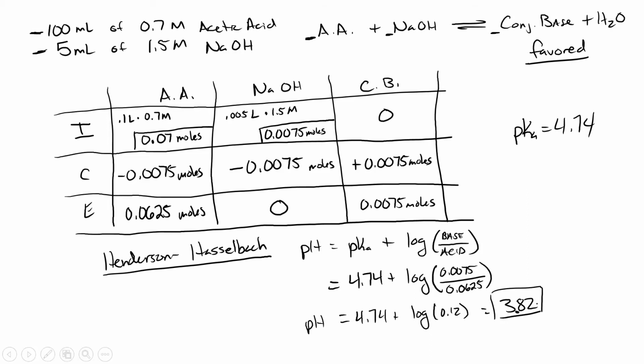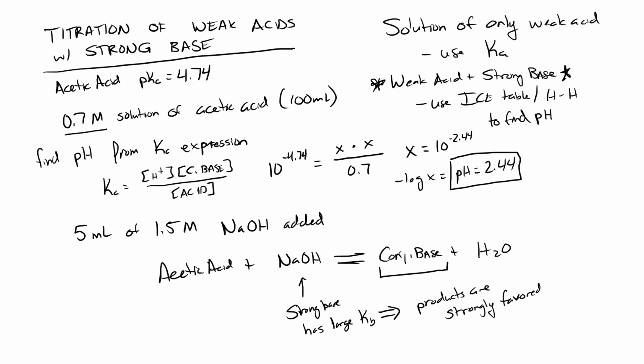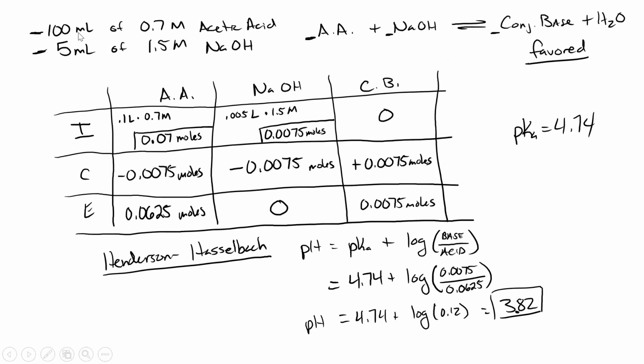So once again, what we see is our initial pH was 2.44. We've added 5 mL of 1.5 molar NaOH, and we've gotten up to a pH of 3.82. So far, this is how we are going to track the pH through these equations. The more base we add, we create a buffer.